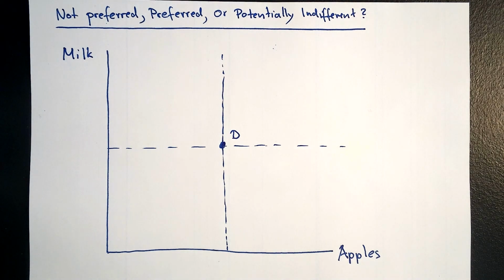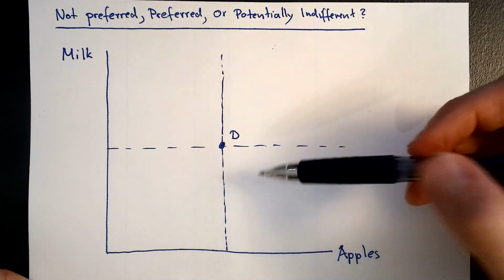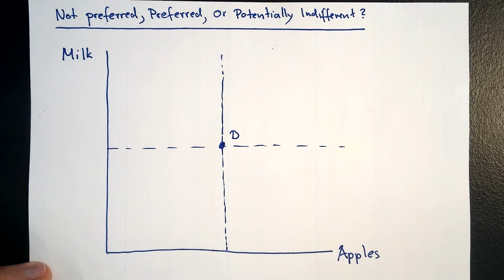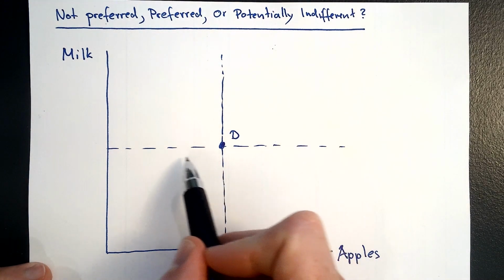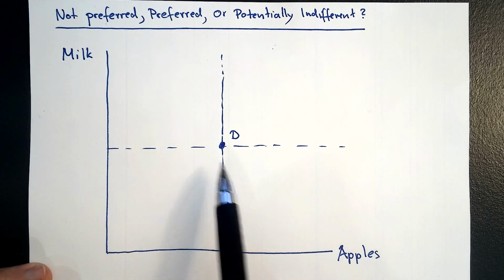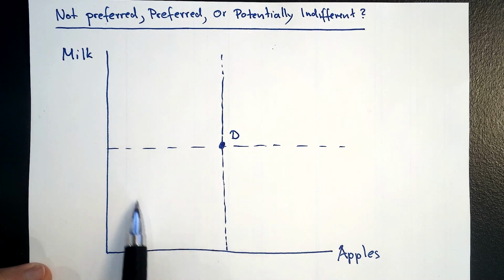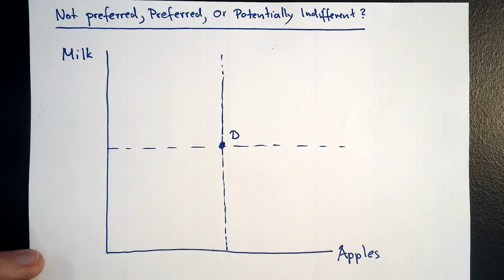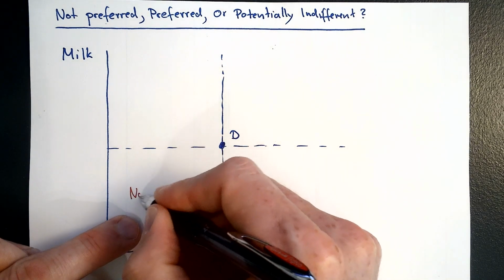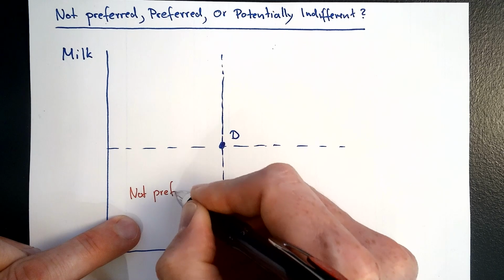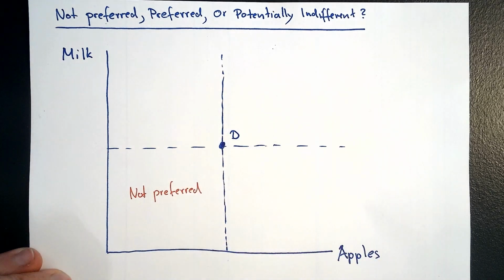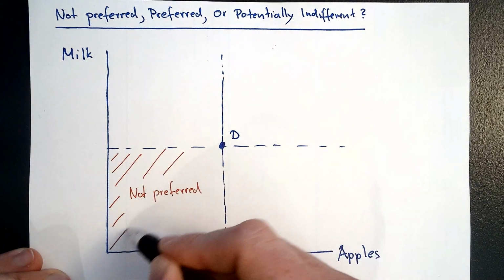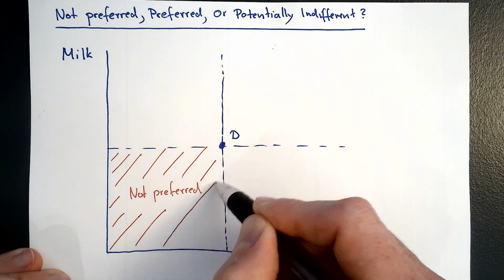So note that you can determine this by having those dashed lines here through this consumption bundle. And you can see that everywhere in this area here, you have fewer apples and you have less milk compared to D. And hence, since more is always better, this region here is not preferred. So any consumption bundle which is in this region is not preferred compared to consumption bundle D. Okay? So this is the not preferred region.